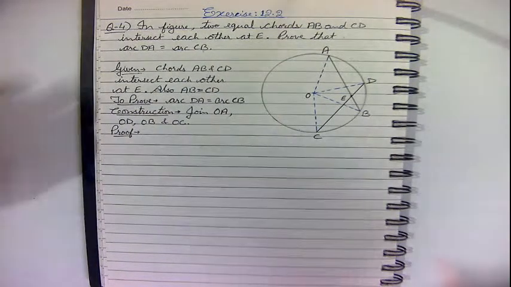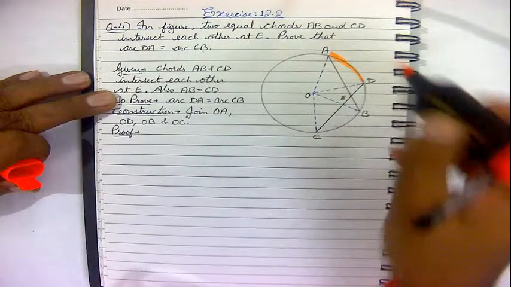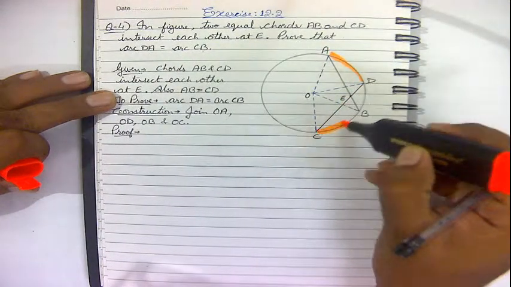अब DA और CB जो arcs हैं, इनको हमें prove करना है कि वो दोनों क्या हैं, equal. If you check it out, these are the two arcs. Arc DA, this is it, and this is the arc CB.